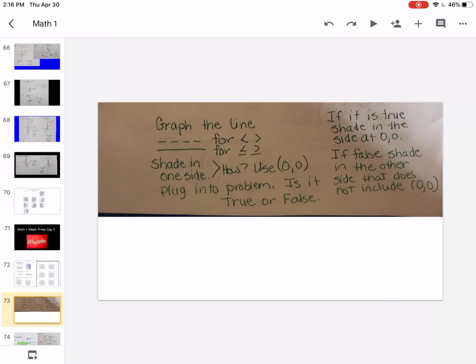Okay, you're going to plug it into the problem, and then you're going to ask yourself, is it true or false? If it is true, shade in the side at 0, 0. If it's false, shade in the other side.